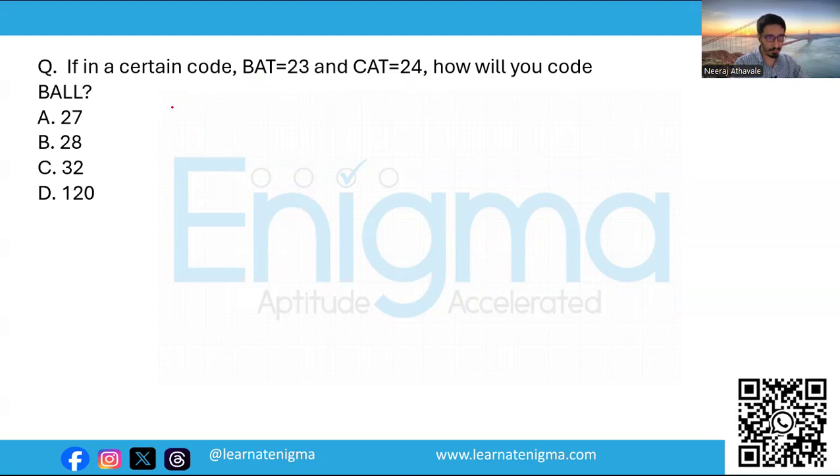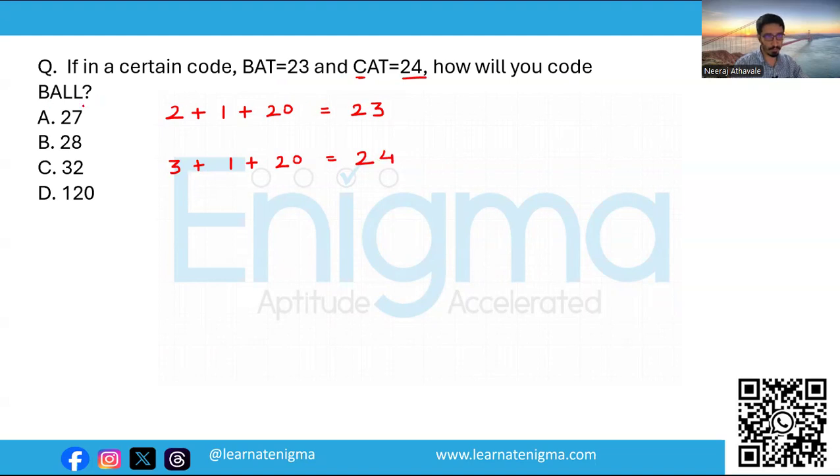B is the second alphabet, so 2, plus A is the first alphabet, so 1, and T is the 20th alphabet. So 2 plus 1 plus 20, we get the summation as 23. Now similarly, cat: C is the third alphabet, A is the first alphabet, and T is the 20th alphabet. So if you add it, we get the total as 24.